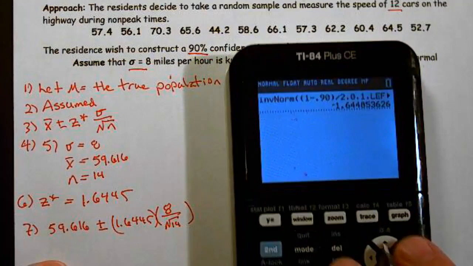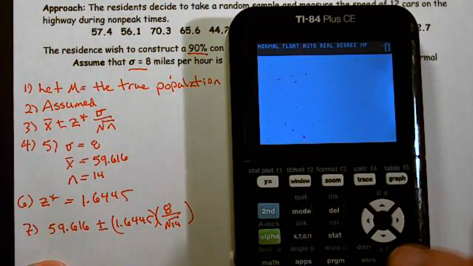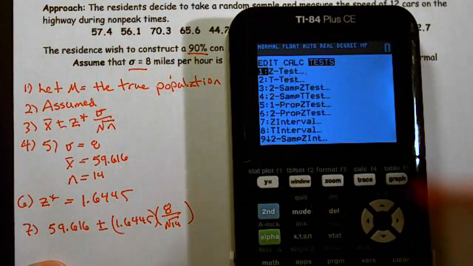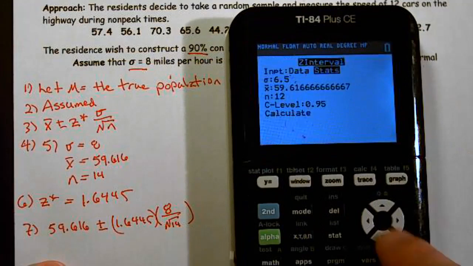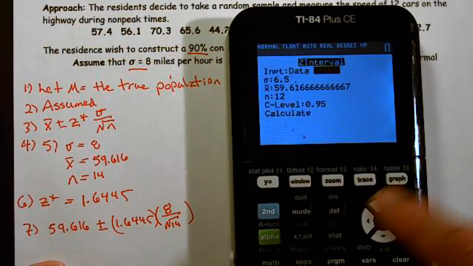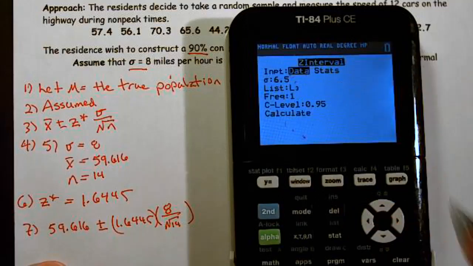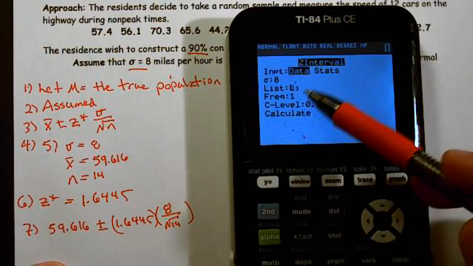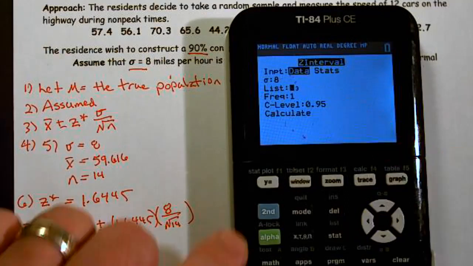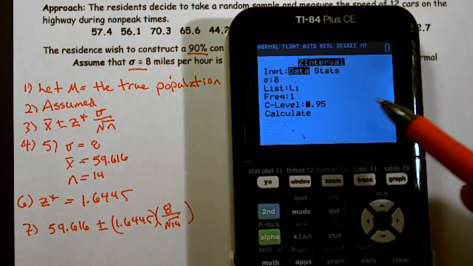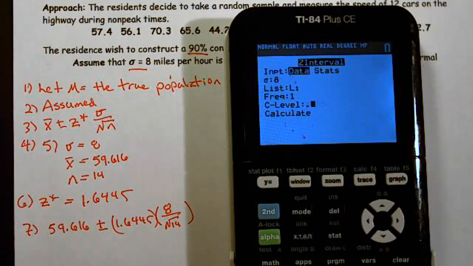So we're going to go stat, which again is in the middle of the calculator. So stat, arrow over to test. And what we want is our Z interval, which is number 7. All right. So since we use data, let's arrow over till we highlight the word data. Our standard deviation is not 6.5, it was 8. We put our data list in L1. So we're going to press the second button followed by the number 1, and that should give you an L1. Our frequency is 1. And we need a C level or a confidence level of 90%, so 0.90.